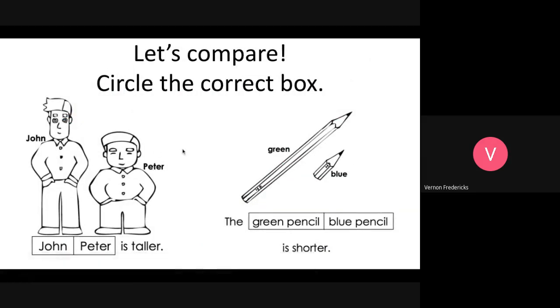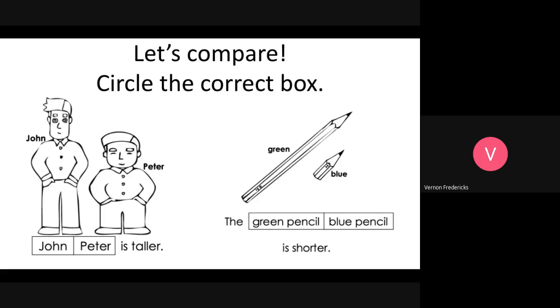Okay, let's compare. Circle the correct box. I'm going to give you a minute to do this quickly. First example, John and Peter. The answer in the box is John or Peter is taller. The next example is green and blue. The green pencil or the blue pencil is shorter. Quickly, 30 seconds. Choose. Tall means bigger in centimeters, in meters.